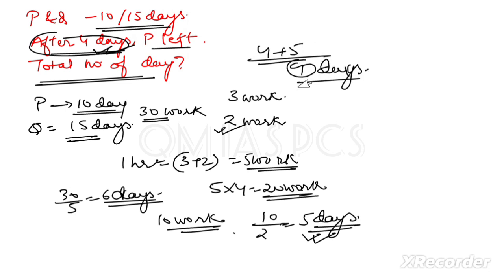So it will take 9 days to complete the work, and if they had not left the group, the work would be completed in 6 days. So you have to understand that. If you find this method easier, you can follow this method. If you find the other method easier, you can follow that method.